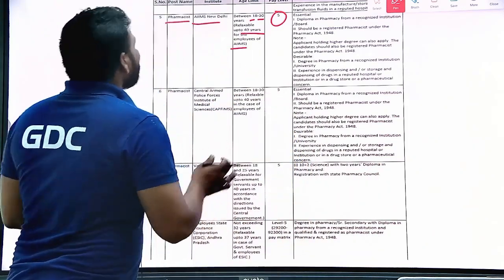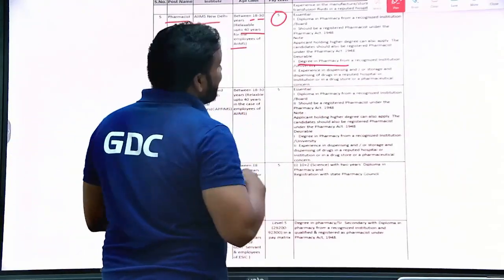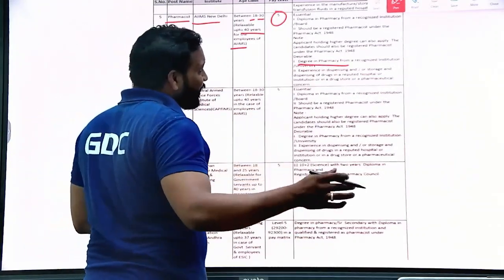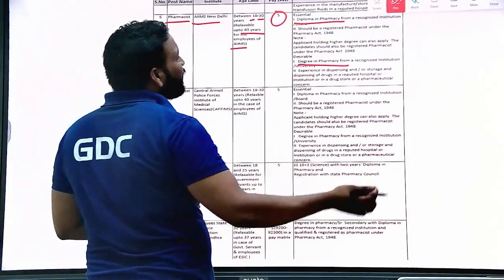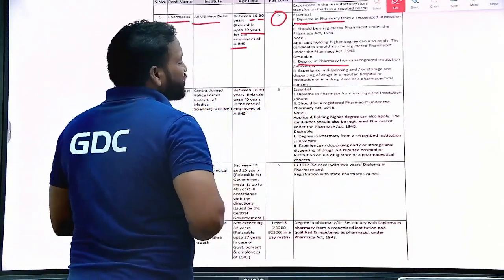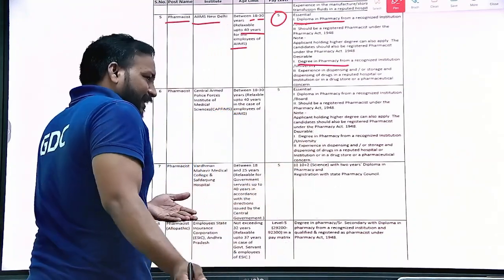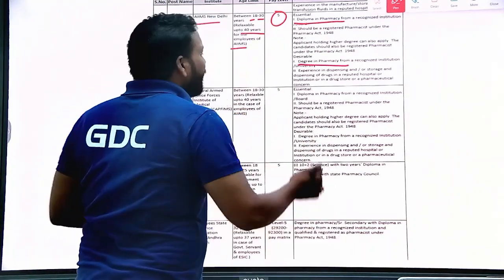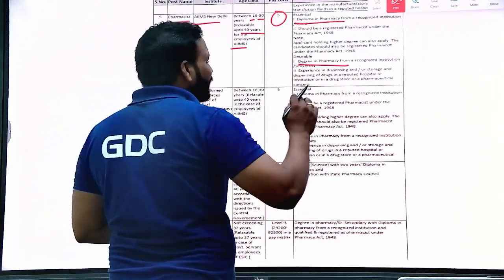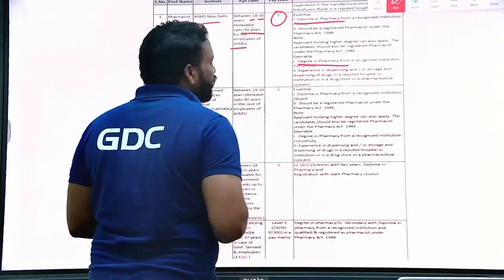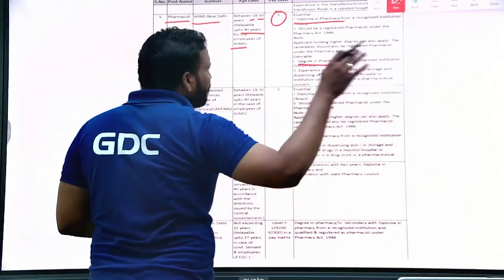Okay, so for the AIIMS New Delhi, any degree in pharmacy applicant can apply, or a diploma in pharmacy is also eligible. Another desirable qualification is that he or she may have experience in storage and dispensing of drugs in a reputed hospital or institution, in a drugstore or pharmaceutical concern.